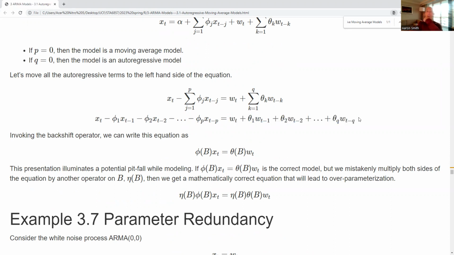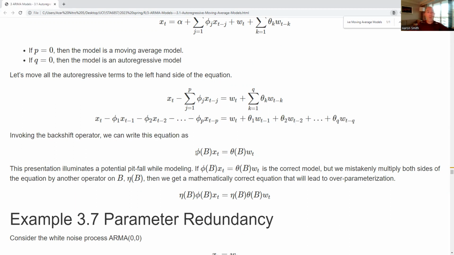If I look at that for a moment, I recognize that I could apply the backshift operator and reduce the amount of writing that I have for this equation. So I'm going to connect this to an operator on the backshift operator that, after it's operated on, works on the actual observed time series. Over here, I'm going to connect this to an operator on the backshift operator, and that operator operates on the white noise time series.